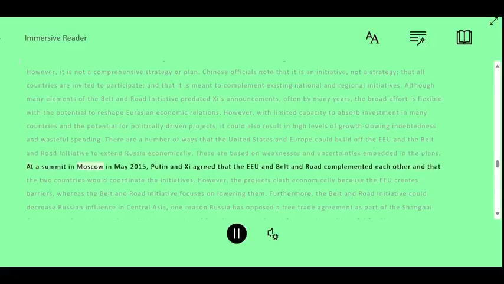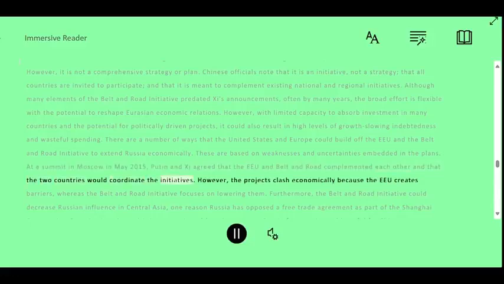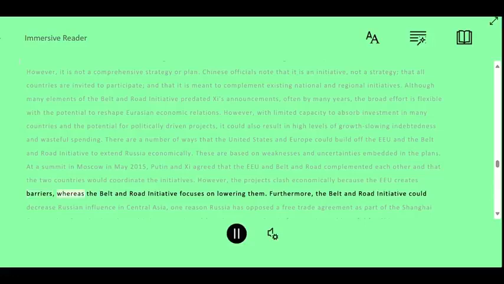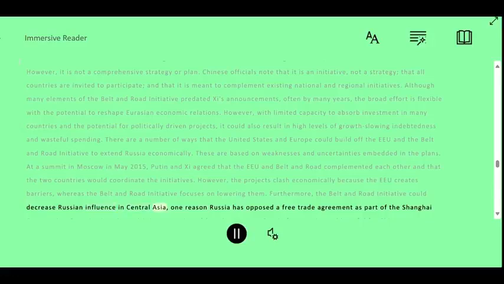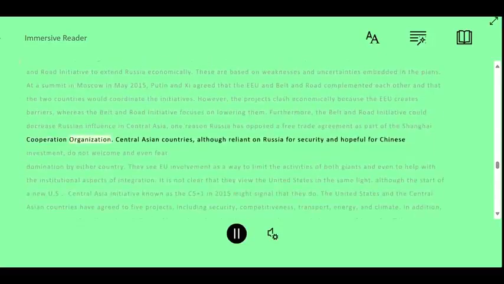At a summit in Moscow in May 2015, Putin and Xi agreed that the EU and Belt and Road complemented each other and that the 2 countries would coordinate the initiatives. However, the projects clash economically because the EU creates barriers, whereas the Belt and Road Initiative focuses on lowering them. Furthermore, the Belt and Road Initiative could decrease Russian influence in Central Asia, one reason Russia has opposed a free trade agreement as part of the Shanghai Cooperation Organization.